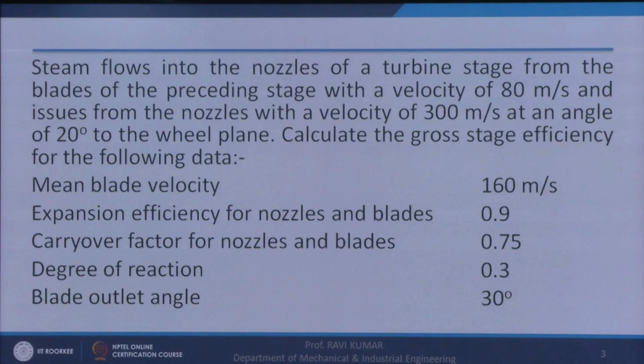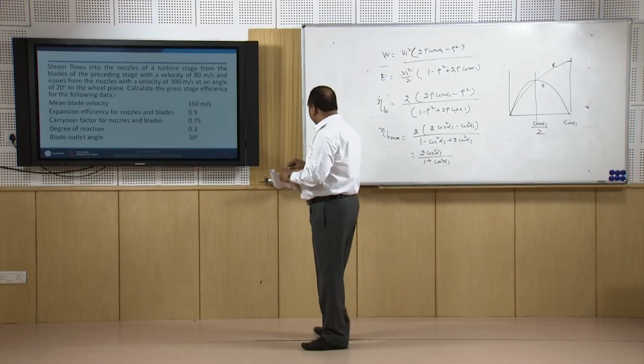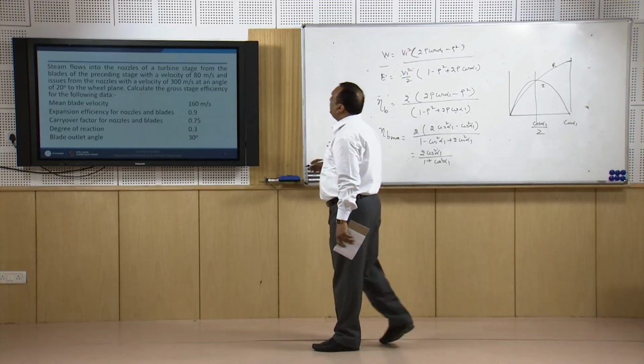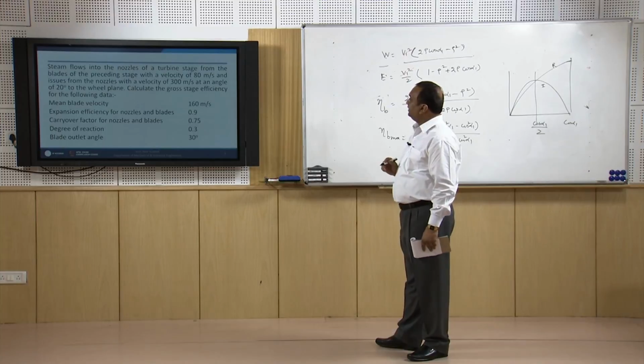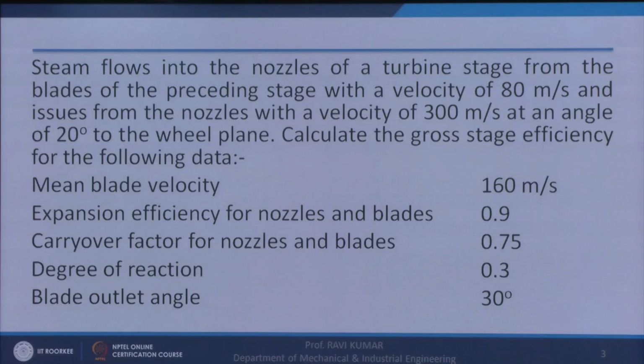Steam flows, the problem statement is, steam flows into the nozzle of a turbine stage from the blades of the preceding stage. So it is not the first stage, right. So blades of the preceding stage with a velocity of 80 meters per second and issues from the nozzle with a velocity of 300 meters per second. So 300 meters per second is the absolute velocity which is leaving the stage and 80 meters per second is the absolute velocity with which the steam is entering the blade. And an angle is 20 degree to the wheel plane. Calculate the gross stage efficiency for the following data.